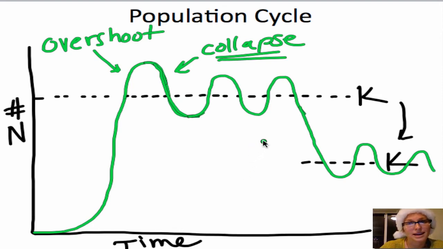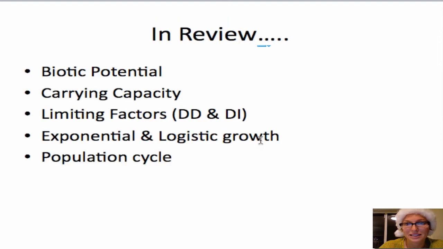So that is population cycle. Let's review a little bit of the video. In this video, we learned about biotic potential, which is basically the rate at which a population will grow given unlimited everything, food, habitat, everything. And then we realized that that's not a really realistic situation, and that the world does have finite resources, and we do have this thing called carrying capacity, which is the amount of the population or individuals that a specific area can sustain.